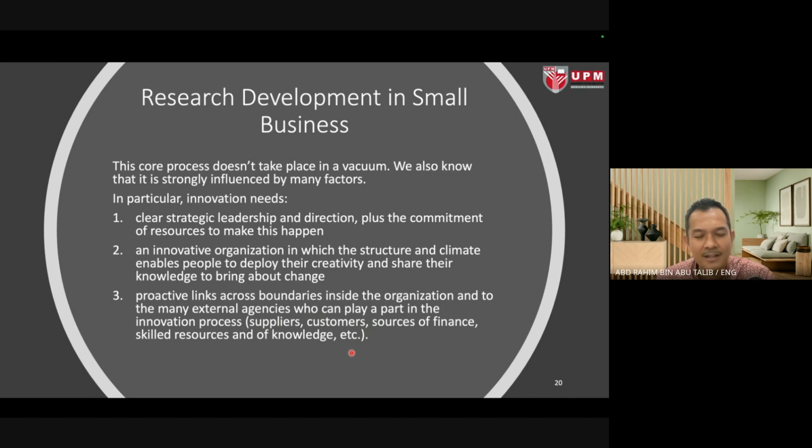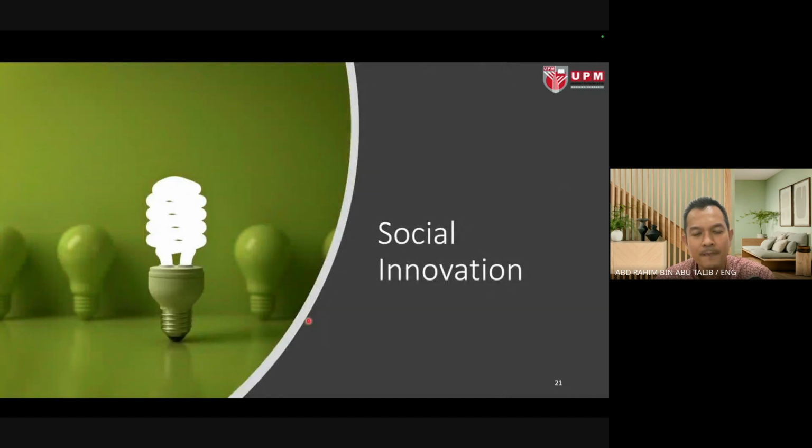That's why most of the time the innovative idea does not come into the picture quickly. It will take some time. So there must be a way to bridge the gap, to break the wall or the boundaries inside the organization in order to have a successful innovation in the company. Okay, the third part of my presentation is social innovation.